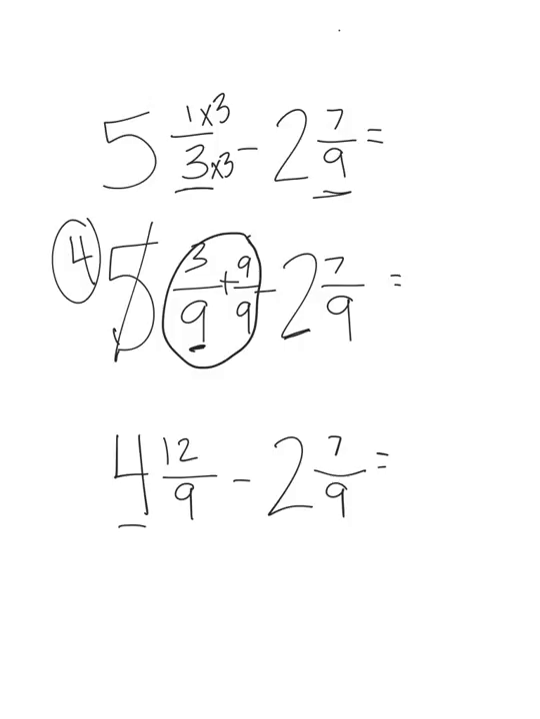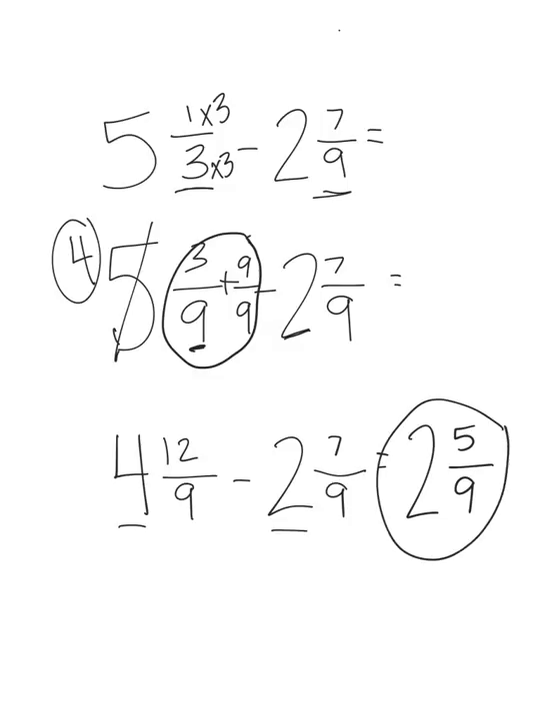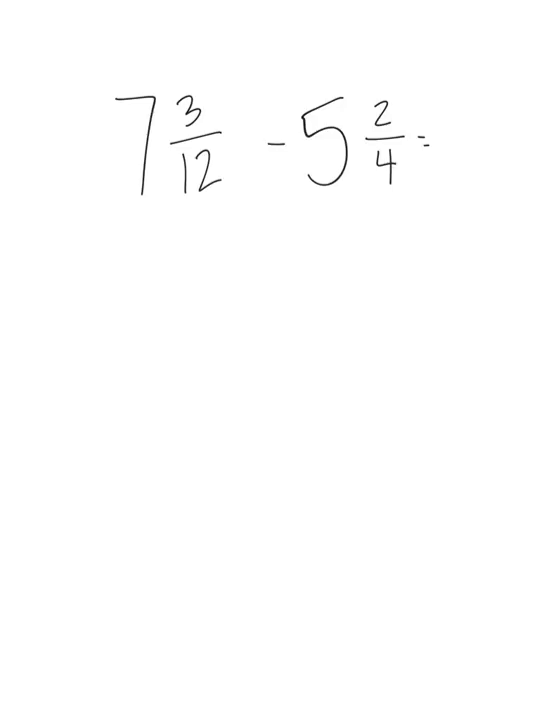So let's subtract our whole numbers. 4 minus 2 is 2. 12 minus 7 is 5. Ninths stays the same. And I know that 5 ninths cannot be simplified, so my final answer is 2 and 5 ninths. All right, let's look at one last example.